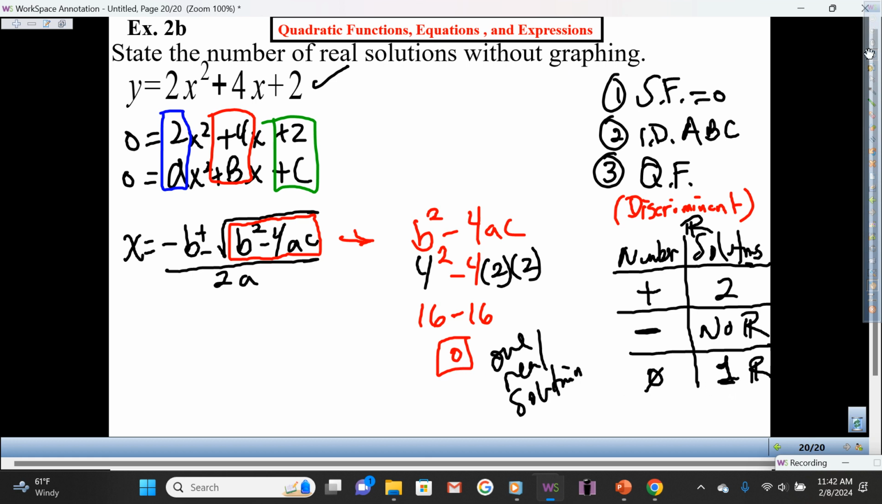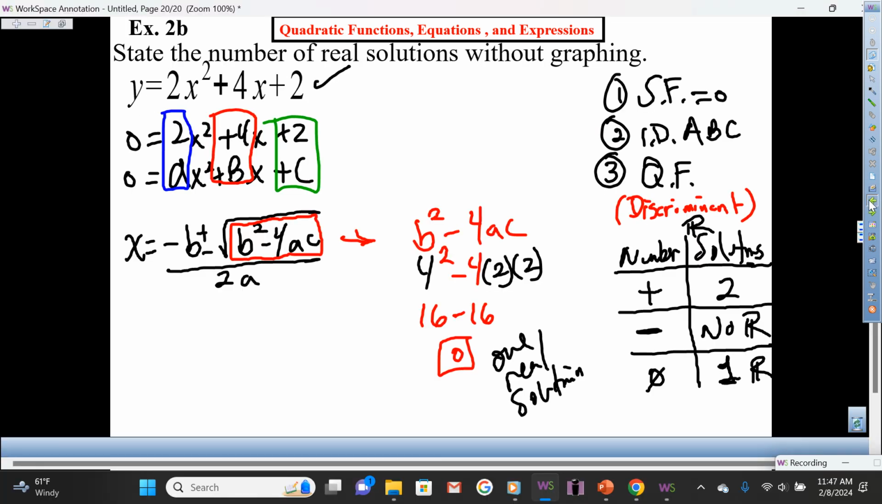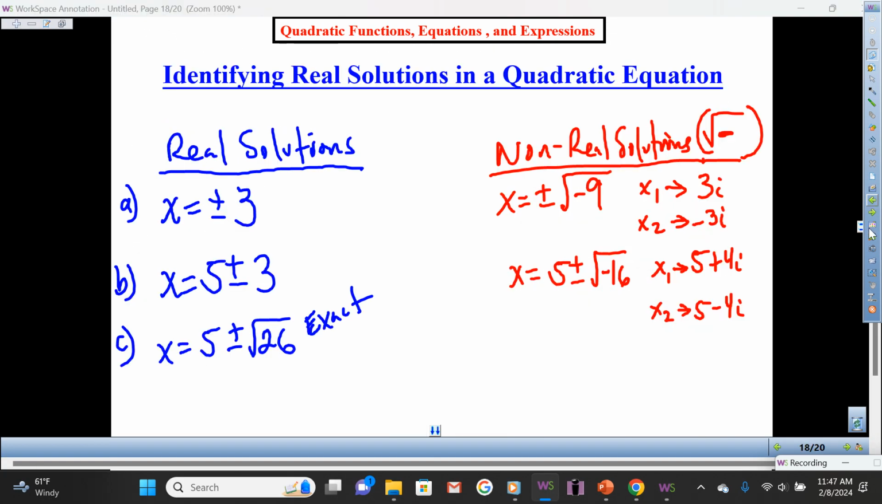All right? Last but not least, on your home plate, look up. You're going to have stuff like this that says, solve by completing the square. Do we know how to complete the square? Yes. But remember that at the end, you need to see if it has real solutions. You end up with something that looks like this. Or if it's something that looks like this, you're going to write no real solutions. All right? We'll stop right there.